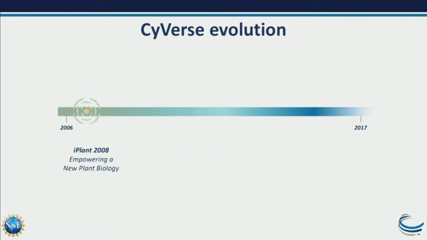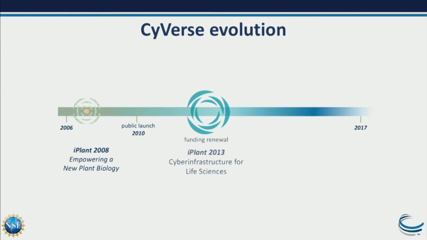Now originally, some may or may not be aware, we started with a different name, which was the iPlant Collaborative. This was a cyber infrastructure project funded by NSF, with the goal of empowering new plant biology. That was back in 2008. As the project proceeded with feedback gathering from the communities, we launched, and then we were successfully renewed in 2013.